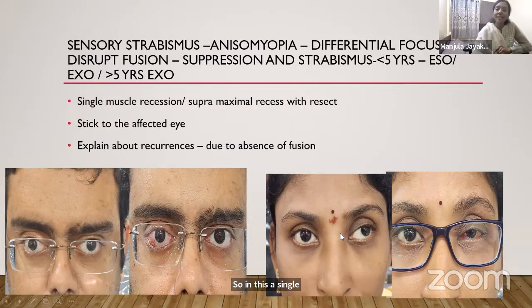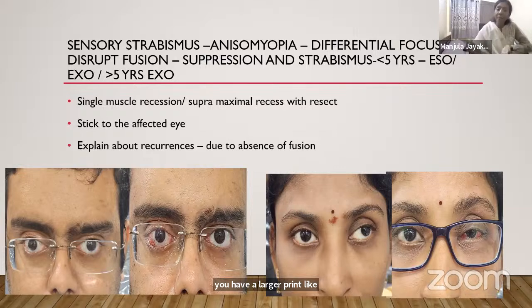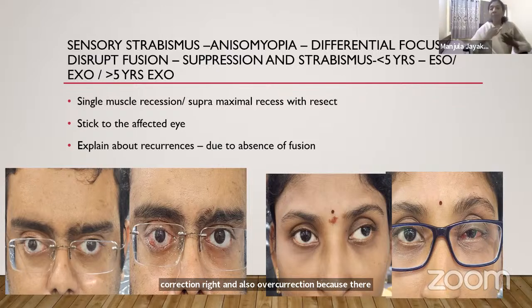Suppose you have a larger squint like this, then you can do recess and resect. Stick to the affected eye. Don't touch the other eye. Do supramaximal recession and resection to get this correction right. And also do overcorrection because there could be recurrences.